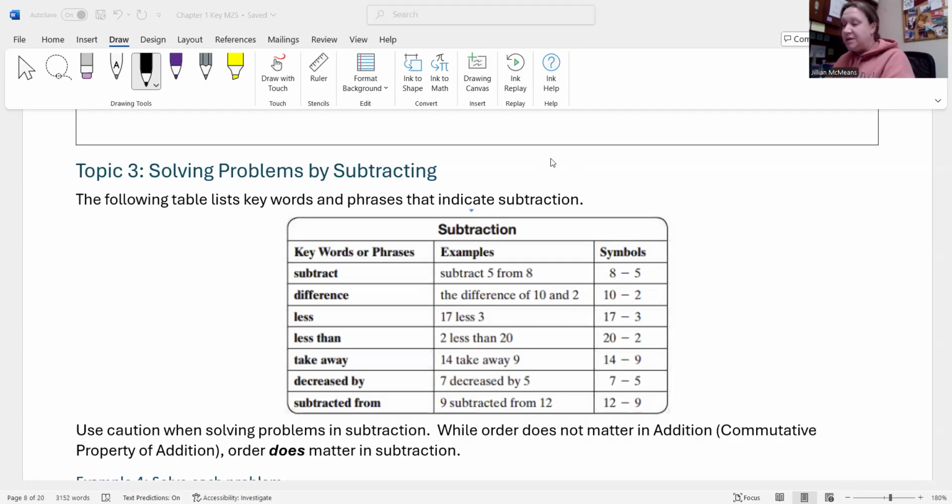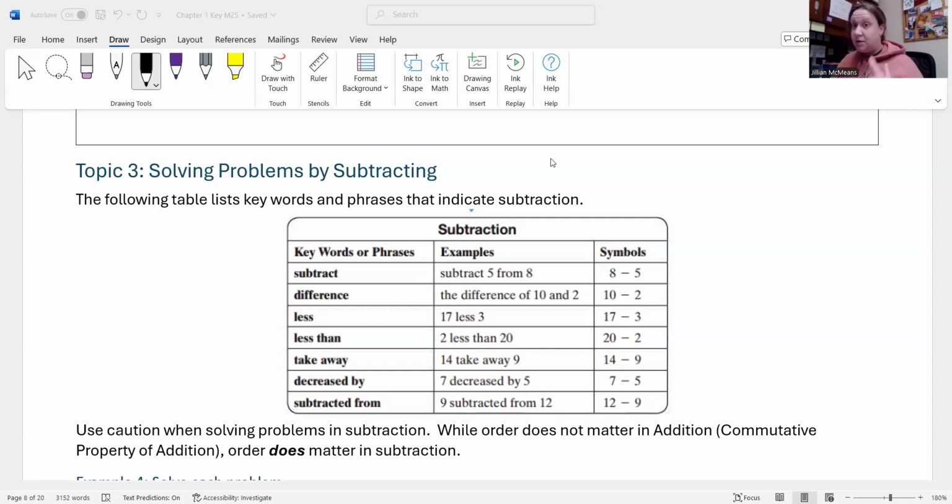So the following table lists key words and phrases that would indicate subtraction. I'm not going to go through the whole table, but I will read the key words and phrases that you need to look for. This is not an exhaustive list. There could certainly be other words or phrases that are not in this list that would also indicate subtraction. These are just some really common ones, okay?